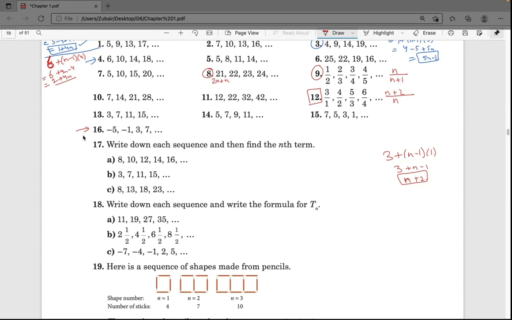So D is 4, the difference is plus 4. And it will be A plus n minus 1 into D. So -5 plus 4n minus 4, so it is 4n minus 9.